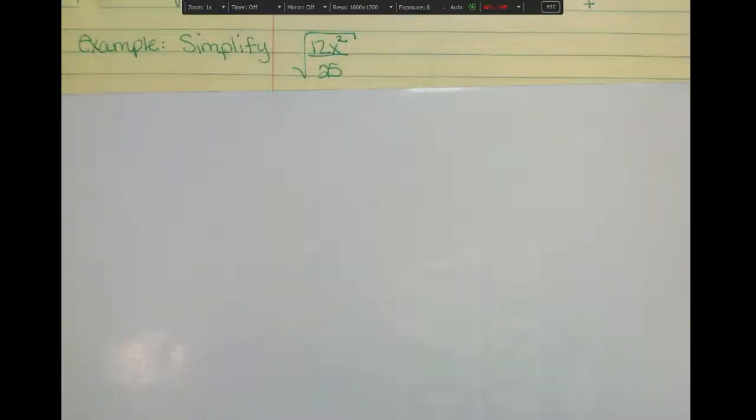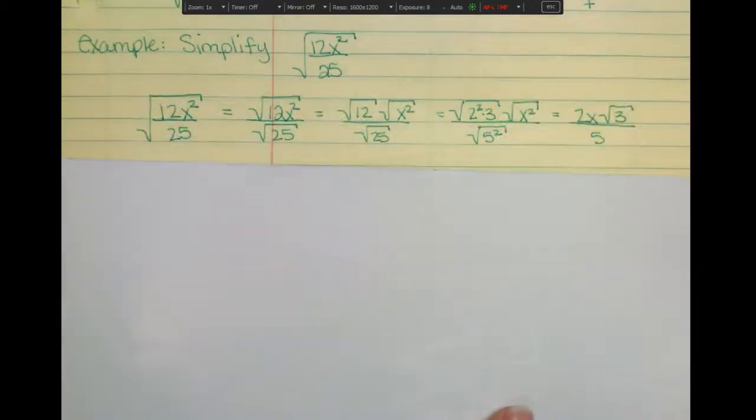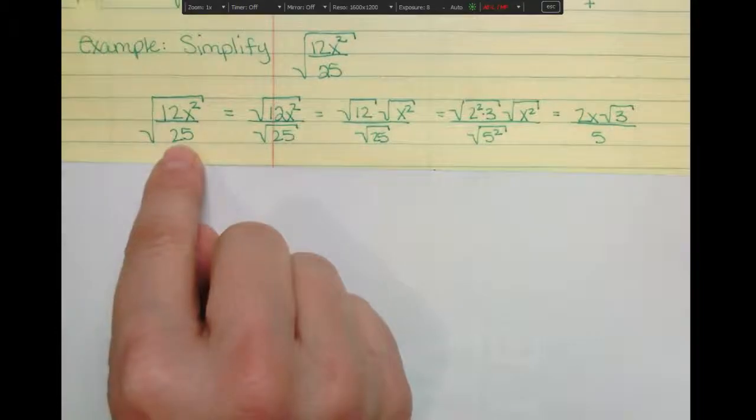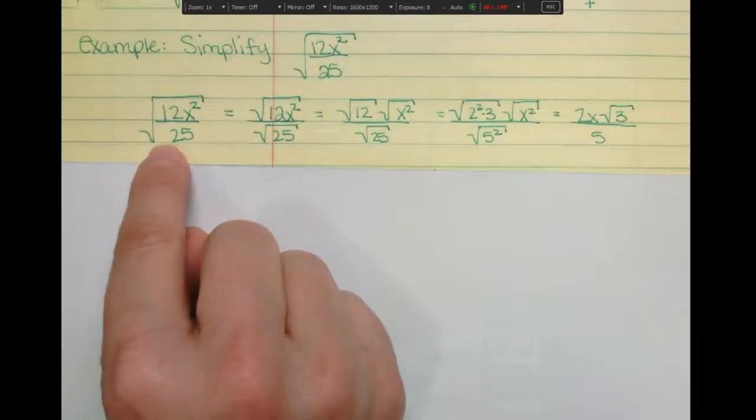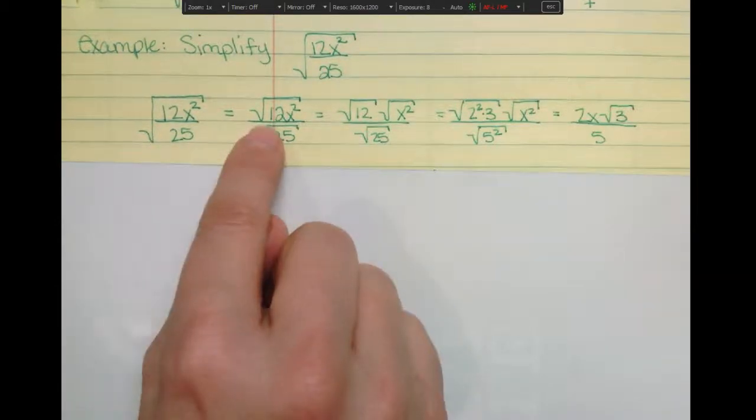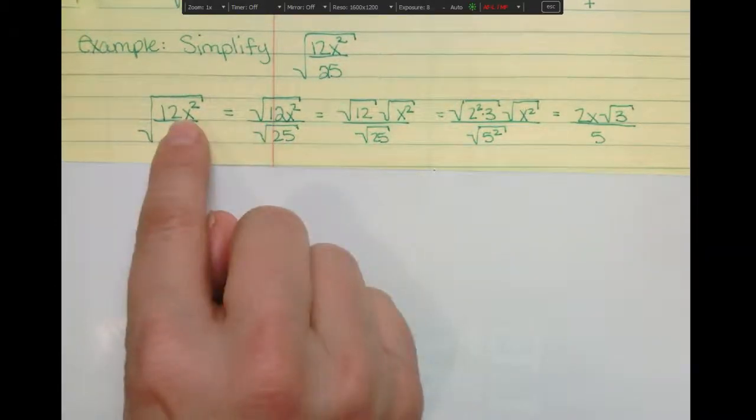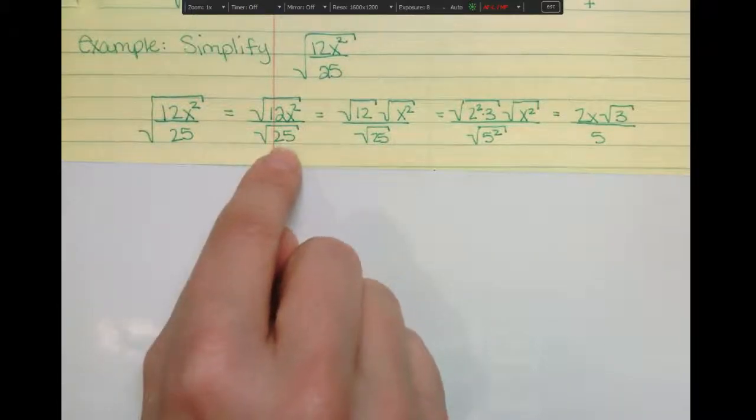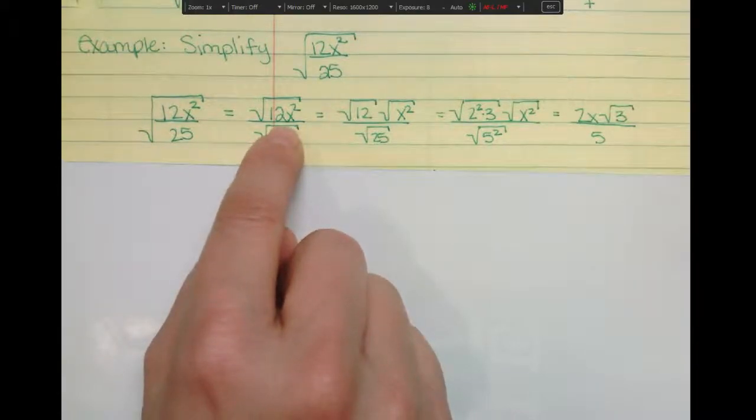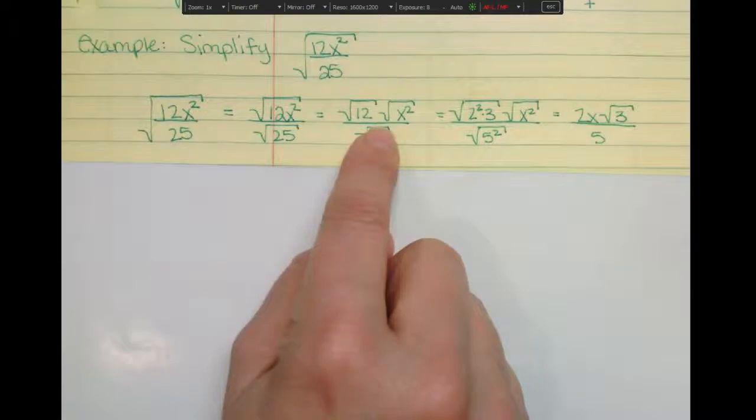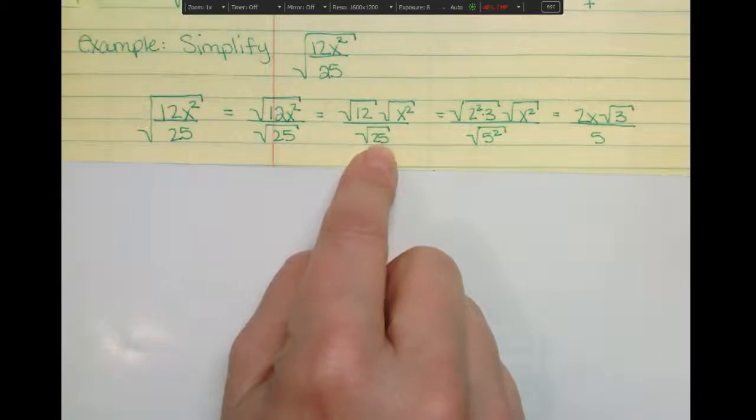Given the square root of 12x squared all over 25, let's use our properties to simplify. All the steps are laid out for you, but let me walk you through them. First, I'm going to use property 2 because I have a fraction, so I'm going to divvy up the fraction and give each of them their own square root. So the square root of 12x squared all over the square root of 25. In the numerator, I have numbers and variables. I can break them apart using my property 1. So I have the square root of 12 times the square root of x squared all over the square root of 25.